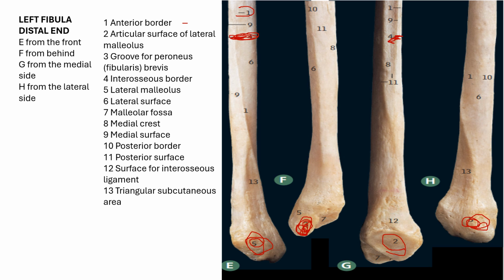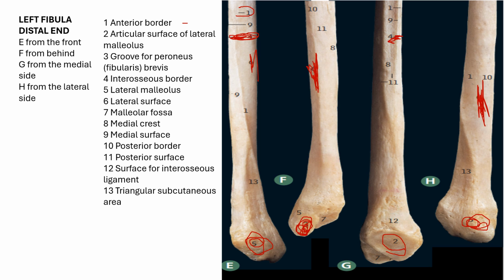Lateral surfaces. The sixth one is the lateral surfaces. It is clearly visible in the H structure, that is the complete lateral surface, but because it's a thin or slim bone, there are some parts which we can see on the anterior and the posterior surfaces.